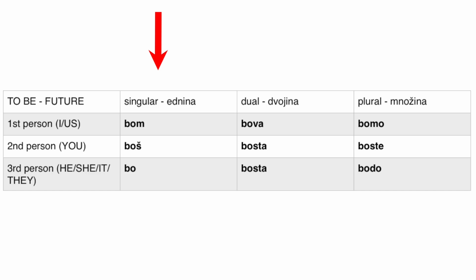The first person singular is bom. The second person singular is bosh. The third person singular is bo. Then we have the first person dual is bova. The second person dual is bosta, and the third person dual is bosta. For first person plural, we have bomo. For second person plural, we have boste, and then third person plural is bodo.